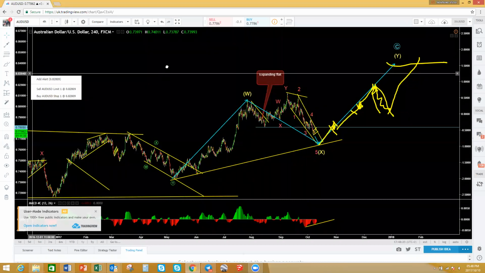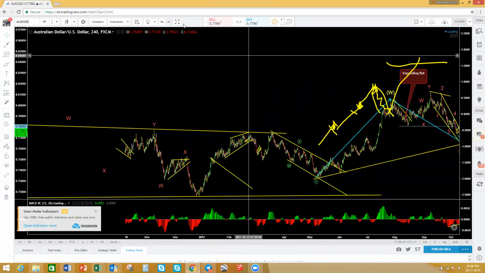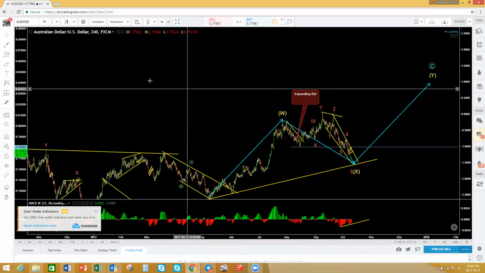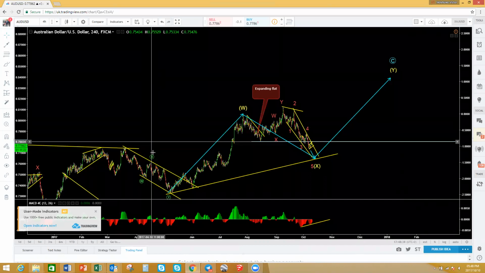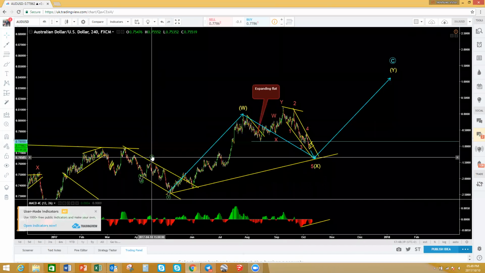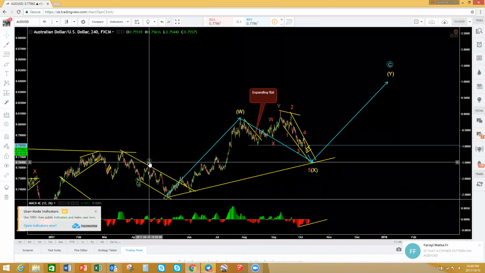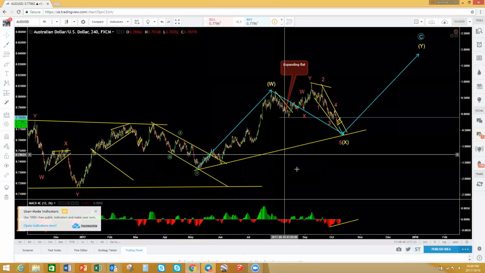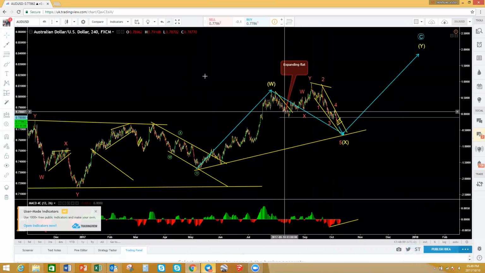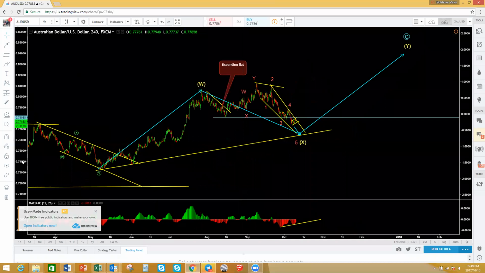what is that target? Let's just check the target. Let's clear all that. So our target there is 84. The entry point will be around 76. So we're talking about 800 pips. Okay, so one of those things that you set and forget, so that you don't get your emotions involved.